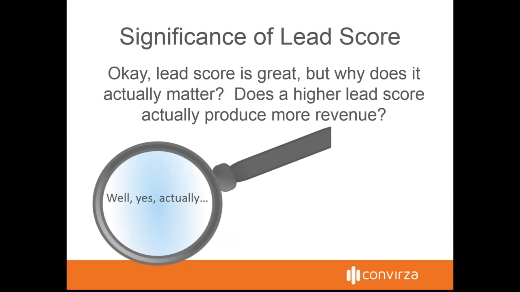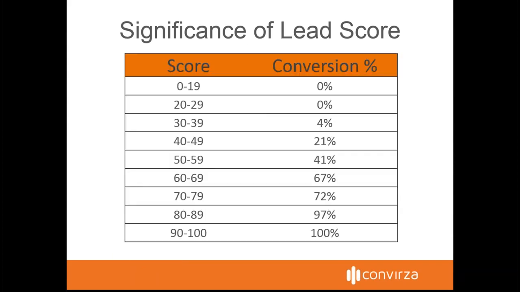So in other words, does a high lead score actually generate additional revenue? Is there a statistical correlation there? And I want to spend a little bit of time on this next slide because this is sort of the crux, if you will, of our argument: the lead score matters. So you're going to see on the left-hand column, lead score. As I said, we track between 0 and 100. On the right, you're going to see conversion percentage.